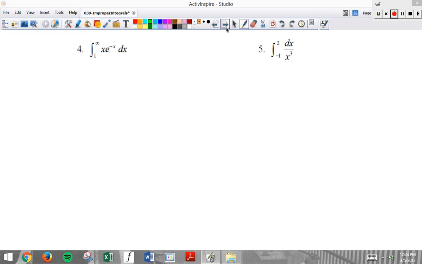Alright. Two more. Alright, still improper, type 1, still improper, easy to see. Top bound, change it to a b. Oops, that's way too straight. One time I don't want to make a straight line, right? 1 to b.